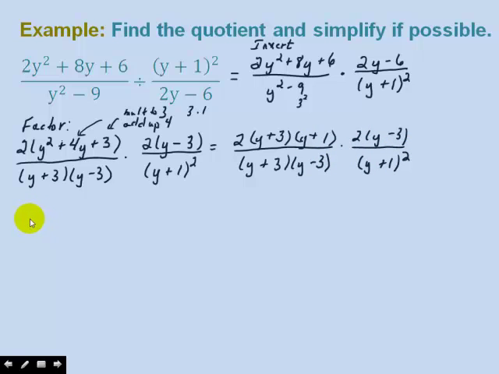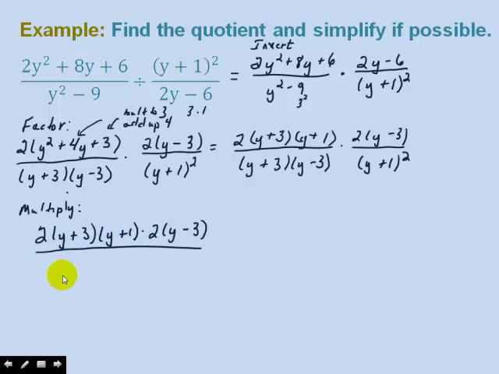Okay, now we're ready for our multiplication step. So we're taking all of the factors from both numerators and just writing them together. So we have 2 times (y plus 3) times (y plus 1) times another 2 times (y minus 3). And in the denominator, we have (y plus 3) times (y minus 3) times the (y plus 1) quantity squared. Okay, there's our multiplication step.